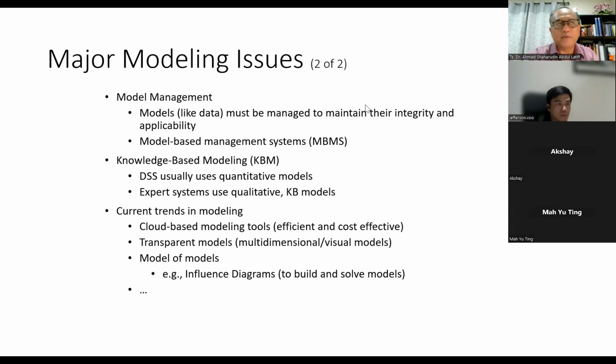Qualitative are measures of things like quality, for example, colors, the perishables, the lead time, certain quality, so qualities. And then you can develop a knowledge-based model. KB is knowledge-based models. The current trends in modeling: you can have cloud-based modeling tools, they are in software, or transparent models, visual models, multidimensional models, or influence diagrams. Yeah? So these are modeling.